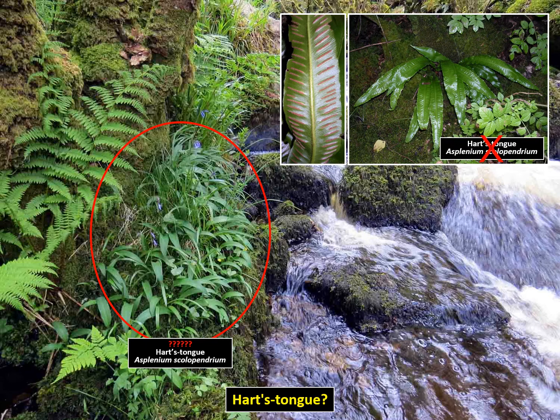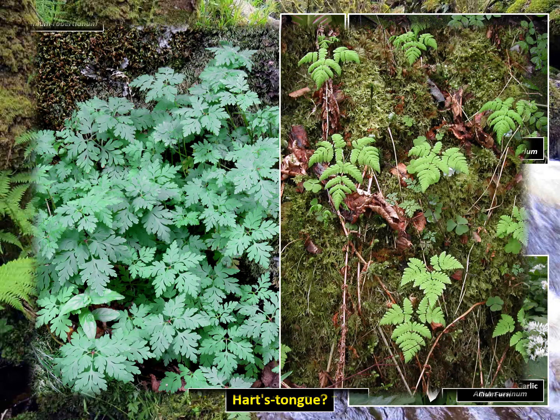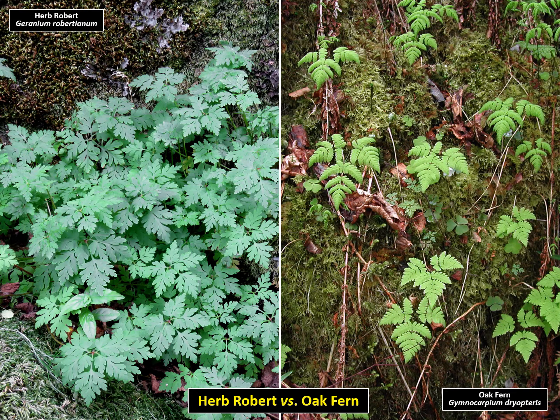When you get to know hart's tongue, this habitat will instantly tell you no. Turn the leaves to look for sori, none. And the smell? Well, this time it's wild garlic, which you can't possibly get wrong when it's in flower. Two plants of the woodland floor, which at first might be mistaken, particularly when viewed from above.